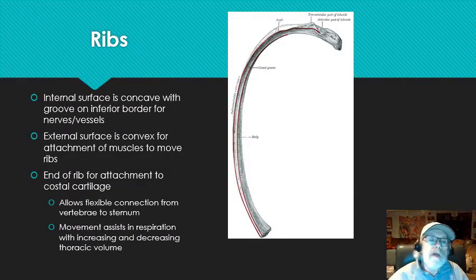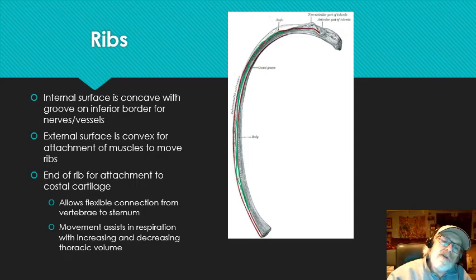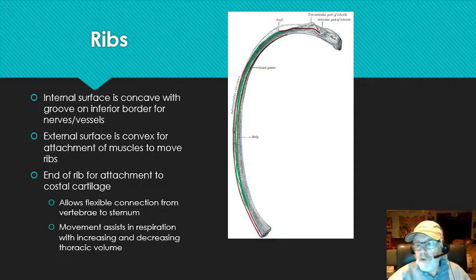One of the things that's really sort of cool about the rib is on the undersurface of the rib. Now this is looking at the bottom, the inferior surface of the rib, a diagram. Along the bottom, there's a groove. I'll show you a real rib that'll show you where that groove is. The internal surface is sort of concave, and there's a groove on the bottom for arteries, veins, and nerves that run right at the bottom edge of each rib. And that's really important.